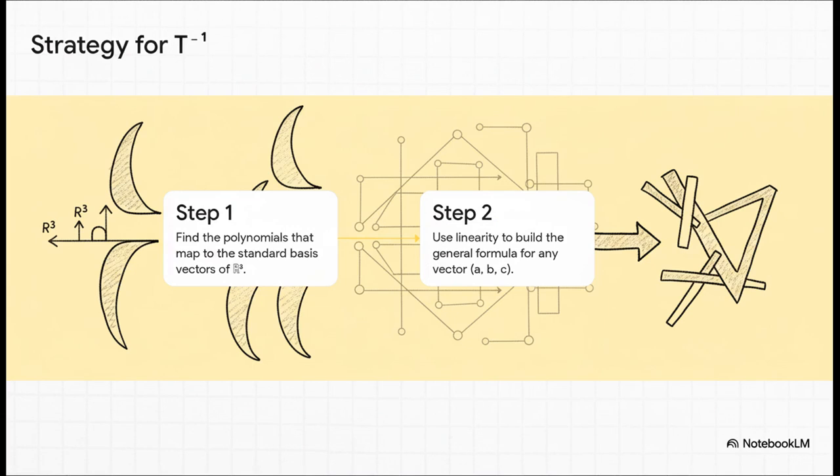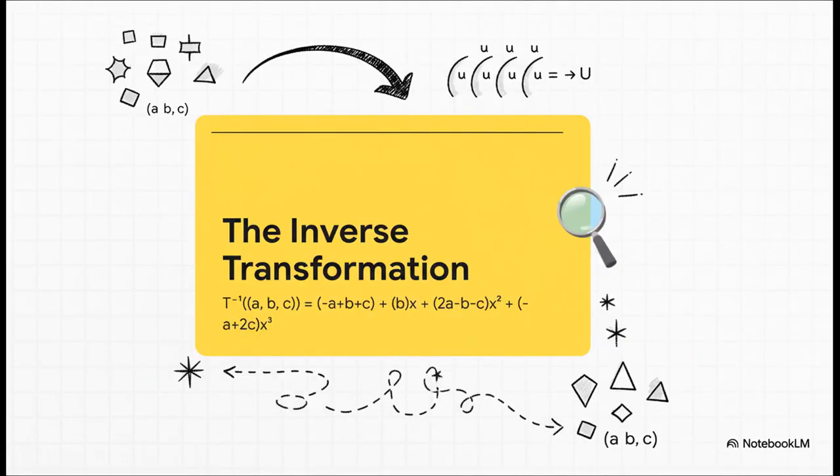Now, the strategy for doing this is pretty clever. We don't have to solve it for every vector. We just figure out which polynomials produce the three most basic vectors in 3D space, 1, 0, 0, 0, 1, 0, and 0, 0, 1. Once we know those three, we can use a property called linearity to build the inverse map for any vector, because any vector is just a combination of those three basic ones. And after working through that strategy, boom, we get the answer.